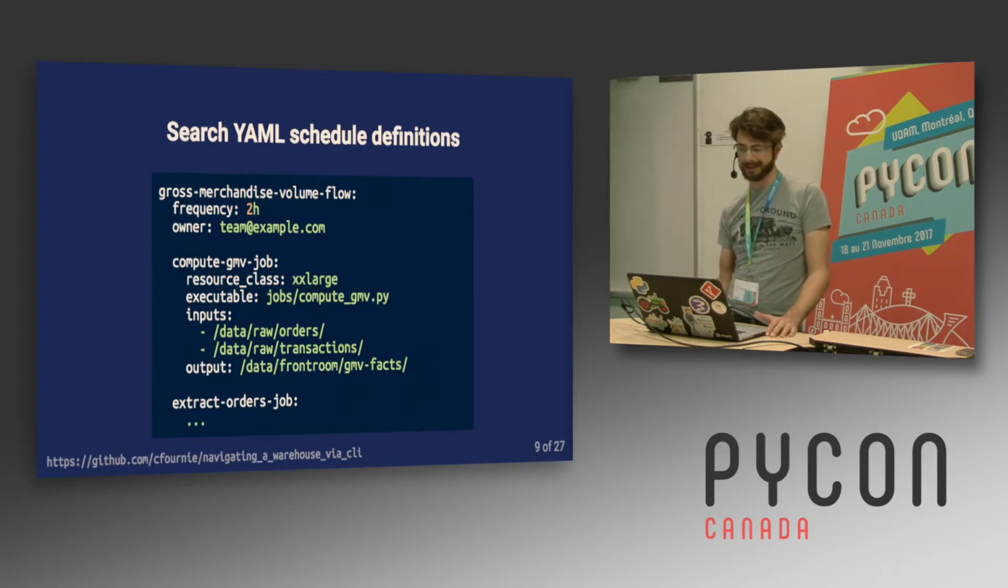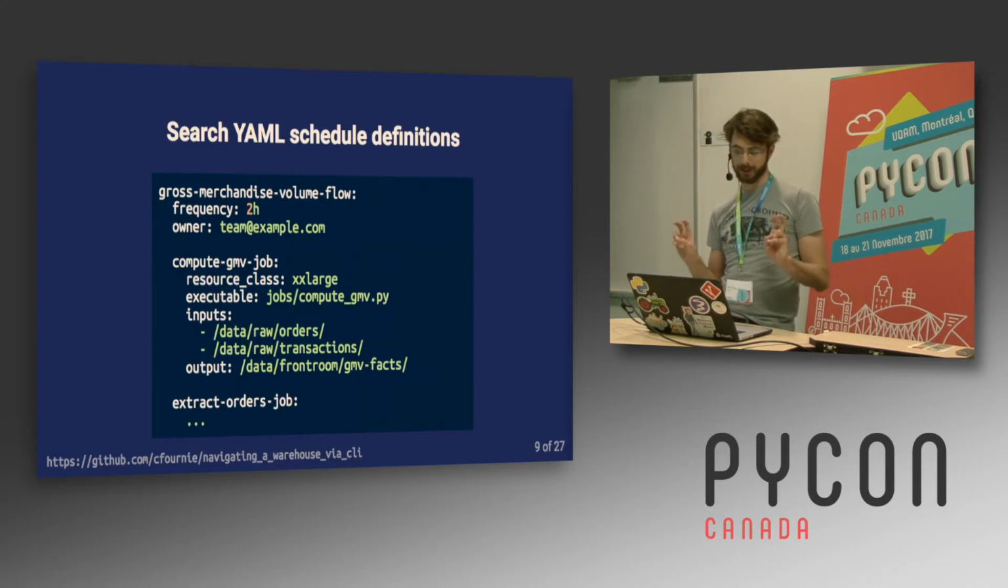Here's an example of what that YAML looks like. This is the gross merchandise volume flow group of jobs that I showed you a graph of earlier. And this group of jobs runs every 2 hours. It has a team that owns them.